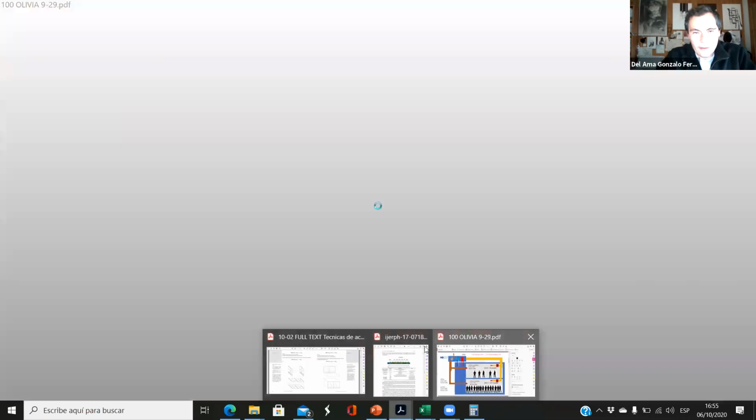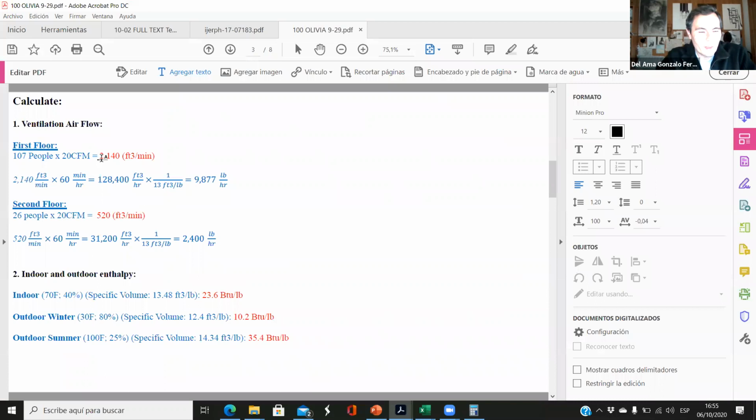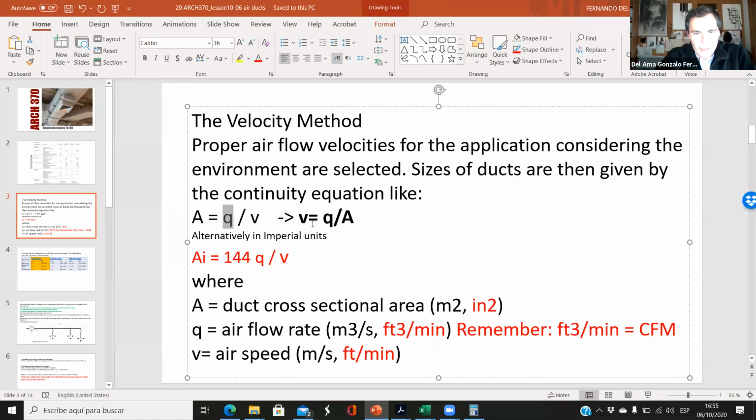So in this example, this is the CFM on the first floor, the second floor, and then if we add this up, it's the total. Okay, so this is the CFM, 2,140 plus 520. So this is Q, the airflow. Then we have the area of the duct, and then we have the speed or the velocity of the air.